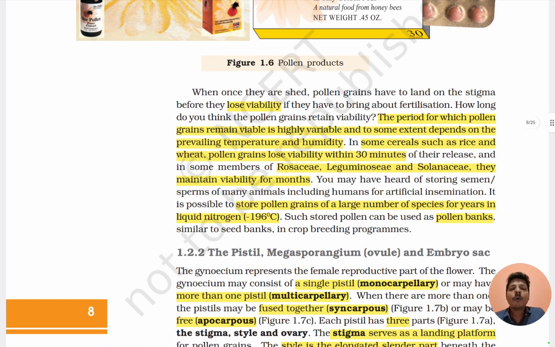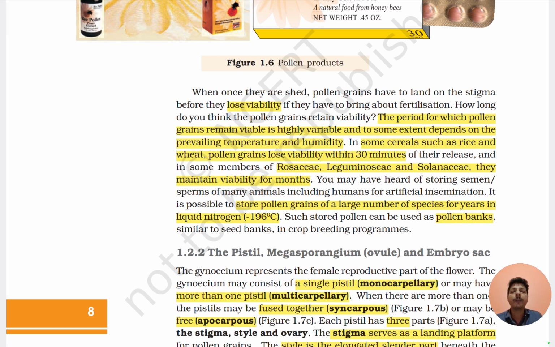Once pollen grains are shed, meaning they come out from the anther, they have to land on the stigma before they lose viability. The period for which pollen grains remain viable is highly variable and to some extent depends on prevailing temperature and humidity. In some cereals like rice and wheat, pollen grains lose viability within 30 minutes of release. In some members of Rosaceae, Leguminosae and Solanaceae, they maintain viability for months, even years.